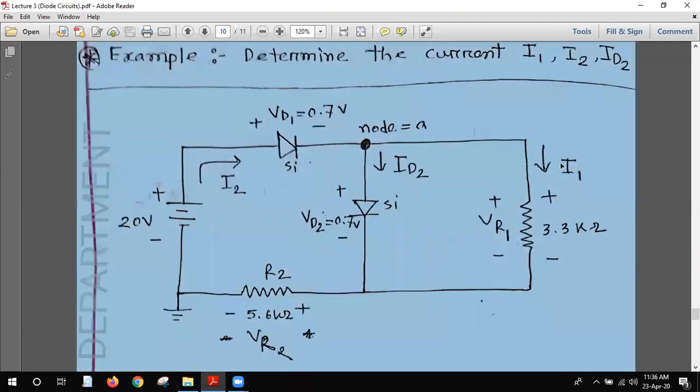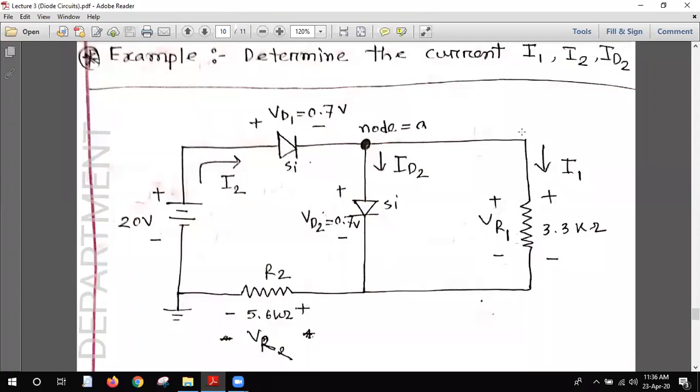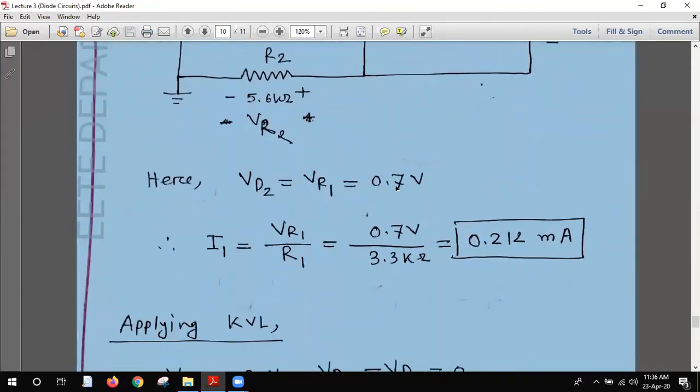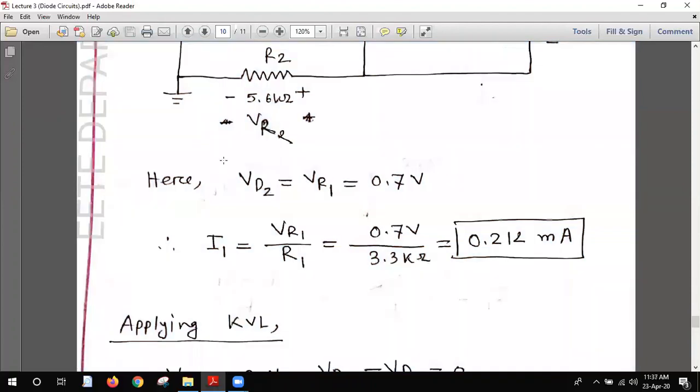If we find I1, as VD1, VD2 equals VR1, 0.7 volt, the I1 will be 0.7 by 3.3 kilo ohm, which will be 0.212 milliampere. That is the I1 current.